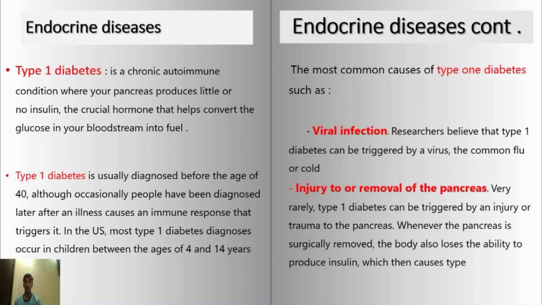researchers believe that type 1 diabetes can be triggered by a virus, a common flu or cold. Injury to or removal of the pancreas. Very rarely, type 1 diabetes can be triggered by an injury or a trauma to the pancreas. Whenever the pancreas is surgically removed, the body also loses the ability to produce insulin, which then causes type 1 diabetes.